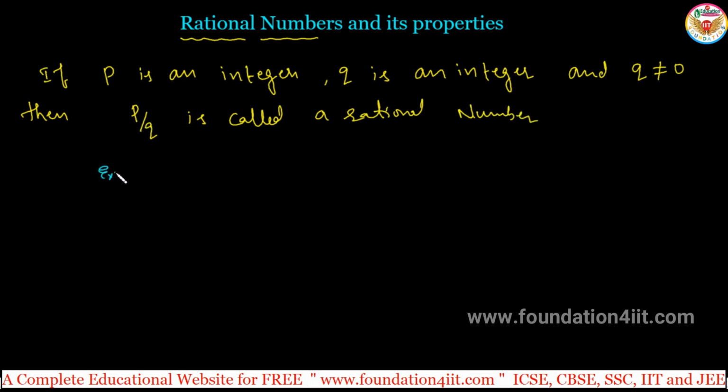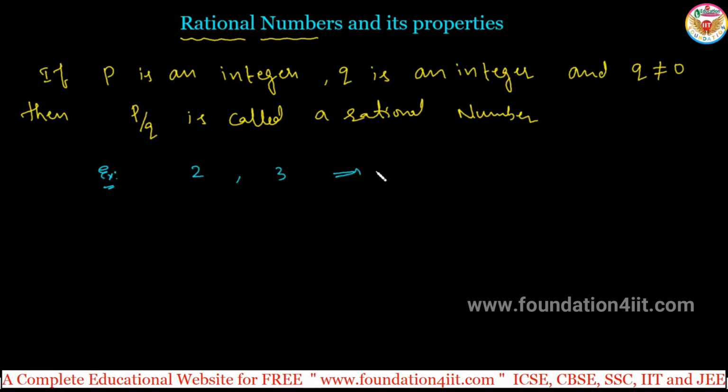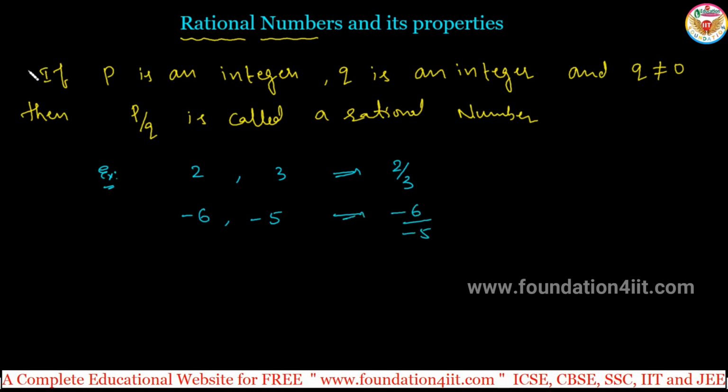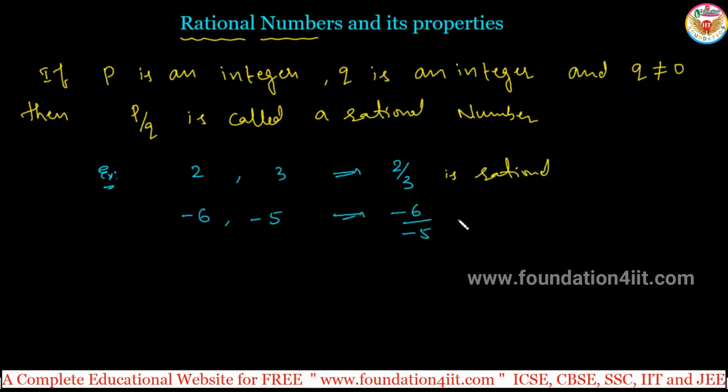Let us see the example. p and q must be integers, and q is non-zero. 2 is an integer and 3 is also an integer, so 2 by 3 is a rational number. Even minus 6 is an integer, right? And minus 5 is an integer. So minus 6 divided by minus 5 is also a rational number. This all belongs to rational numbers.